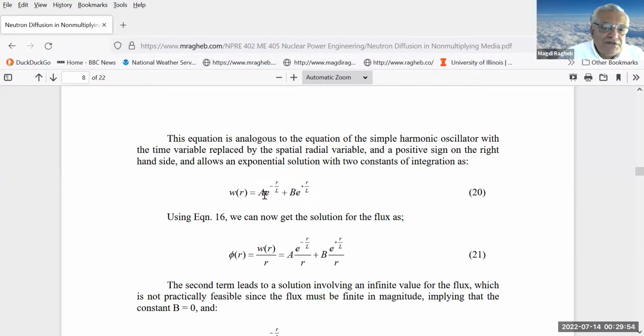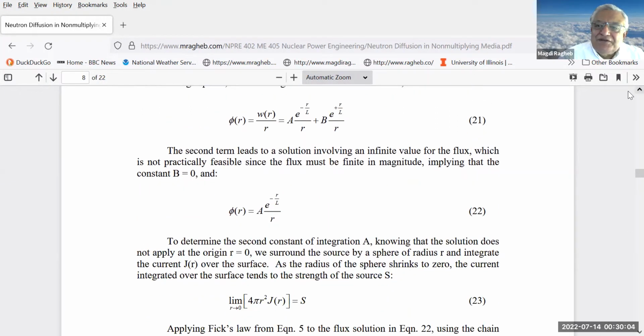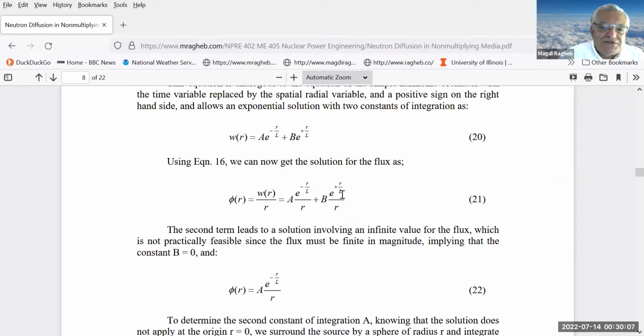So we take that solution, divide it into r, and that becomes the solution for the flux for a point source now propagating in a diffusing medium, where we have the L here, the diffusion length, where L squared is D, the diffusion coefficient, divided into the macroscopic absorption cross section. We can take that solution and substitute it into the differential equation, and it will satisfy the differential equation for sure. But as engineers, we have to think about determining those two constants of integration.